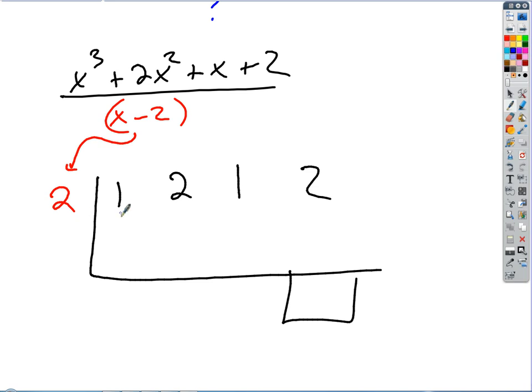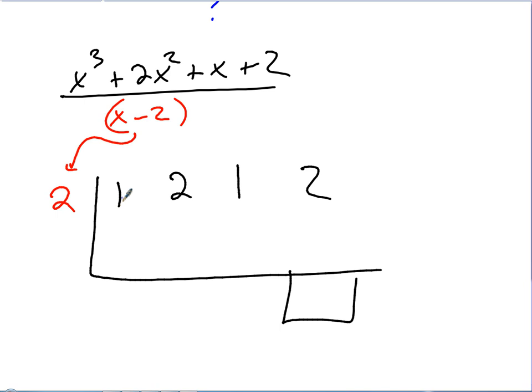I seed the process. I'm going to start the ball rolling here by pushing the first coefficient down. And now I just do the same thing. 2 times 1 is 2. Do I add or subtract?